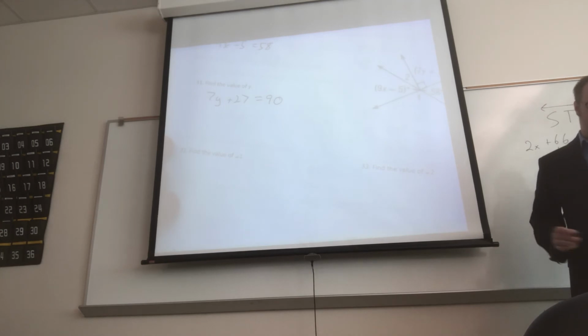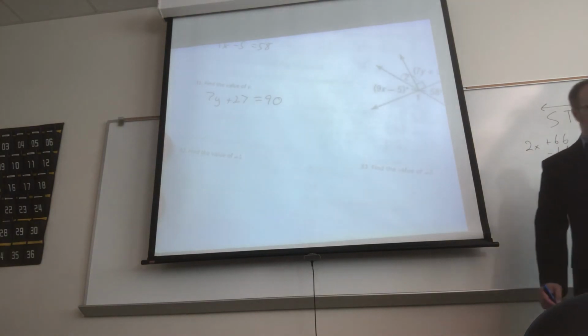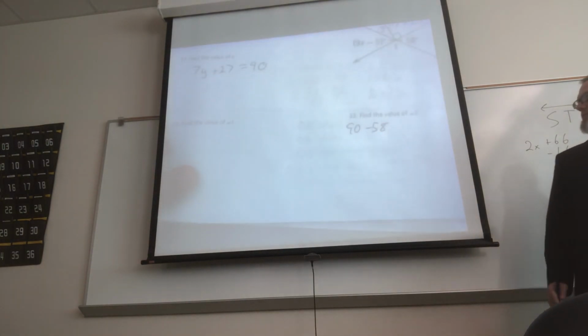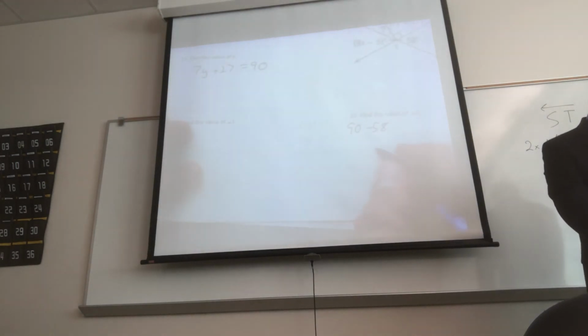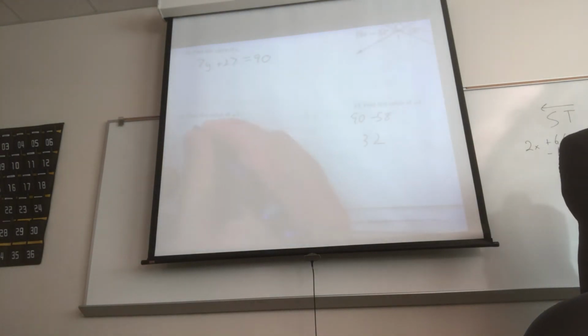It's going to be a little weird, but I should be able to find angle 2 based on what my angle right here is. Okay, this is 58. This is going to be the rest of the way to 90. All right, so 90 minus 58 to find the value of that angle 2, that should be 32.